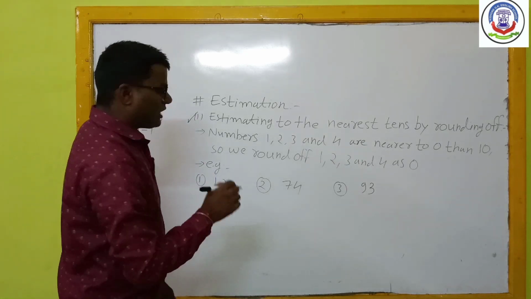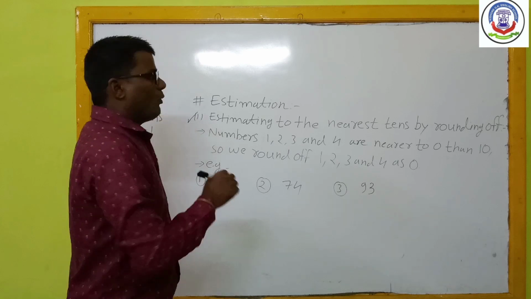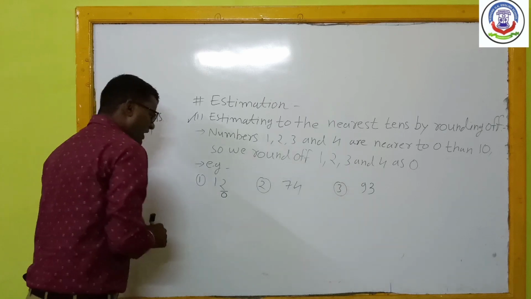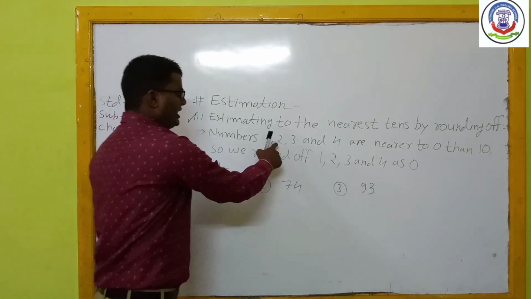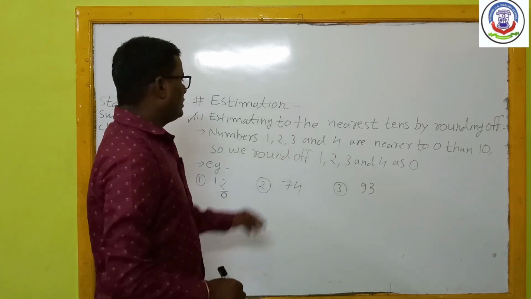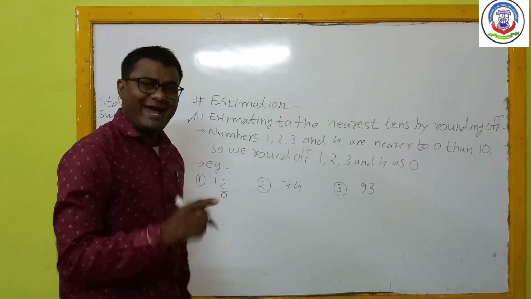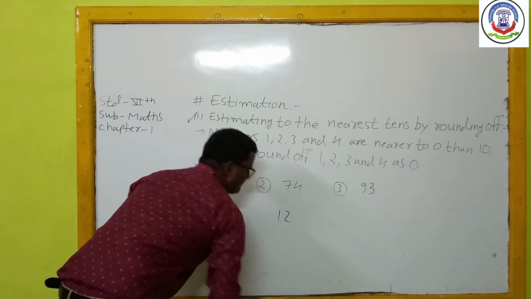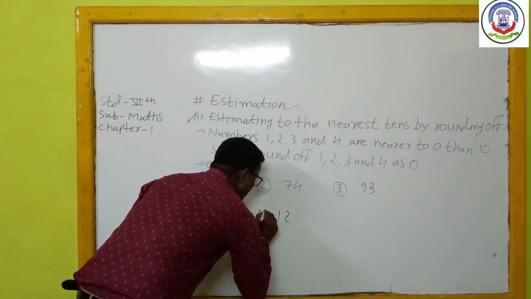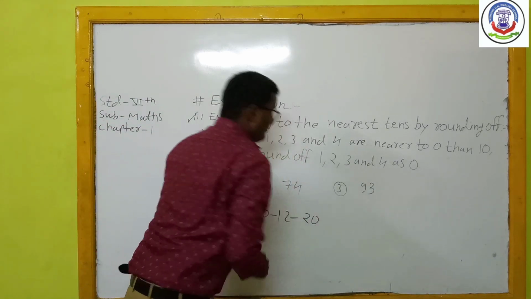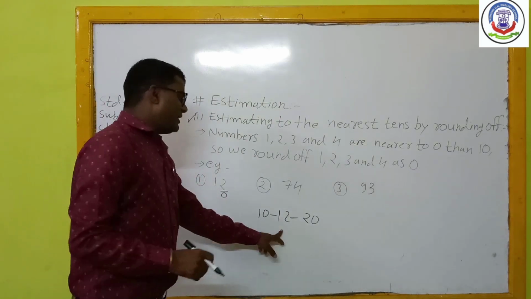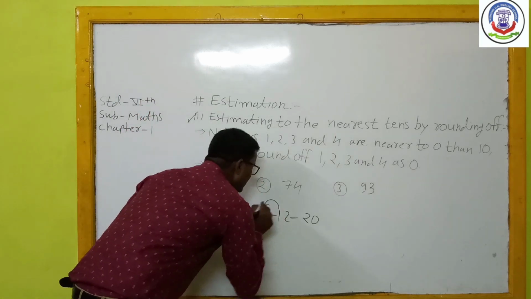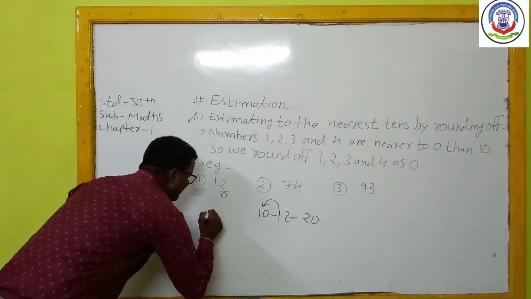When we round off 12 to the nearest tens, what we will see is the ones digit. Okay students, now it is 2. Here is 2, so we will round it off as 0. Now another way: 12 is between 10 and 20. Now you can clearly see that 12 is nearer to 10. Okay students, now we will round it off as 10.